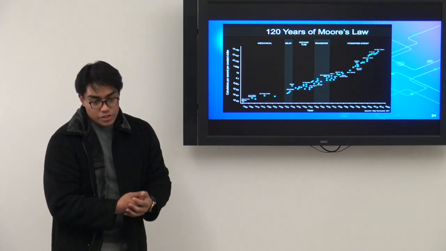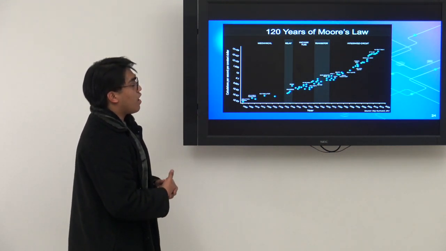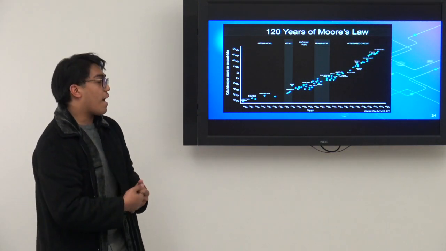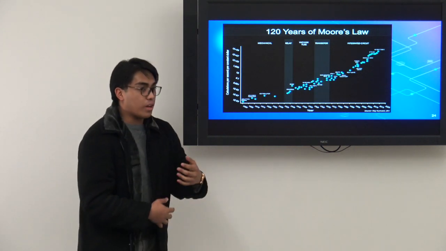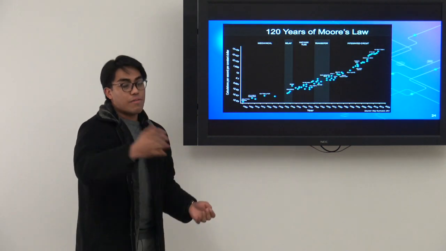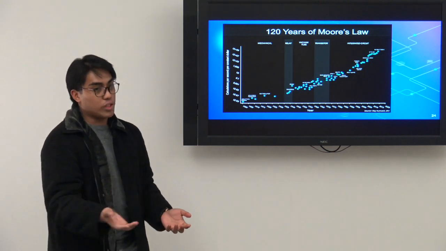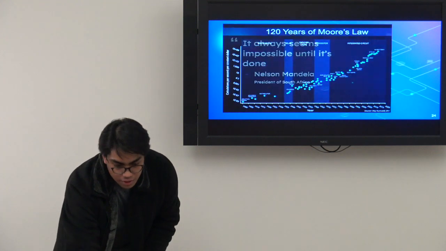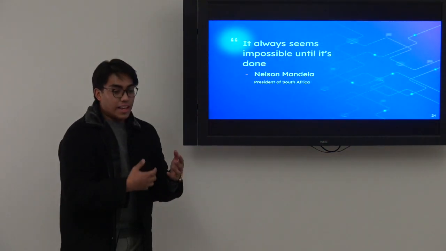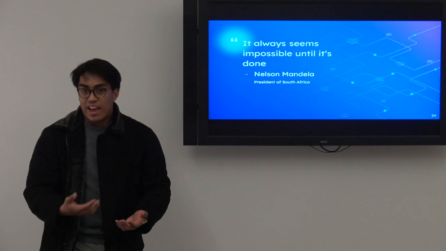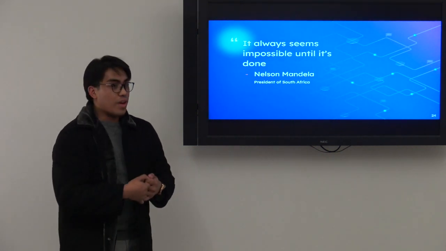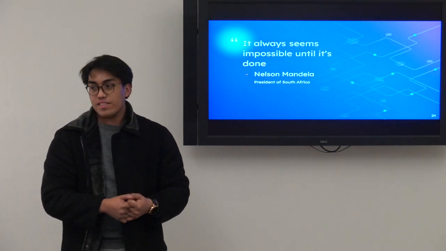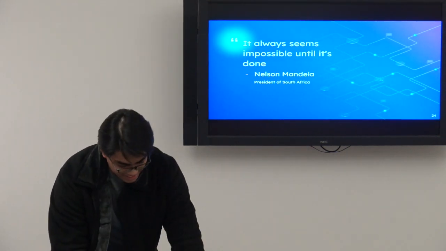I just want to finish this off with this image of Moore's Law, because even though these ideas seem far off, technology has and always will continue to improve, and in the words of Nelson Mandela, it always seems impossible until it's done. And so we should always be looking forward to reaching these next leaps and bounds that technology is able to provide us.